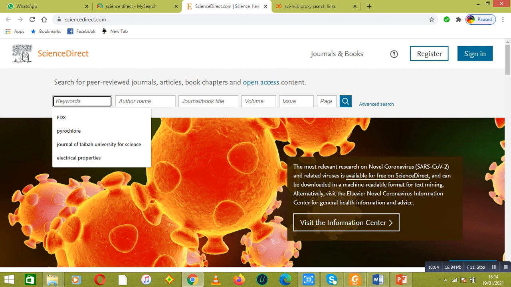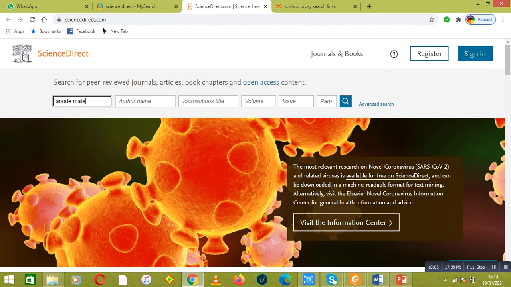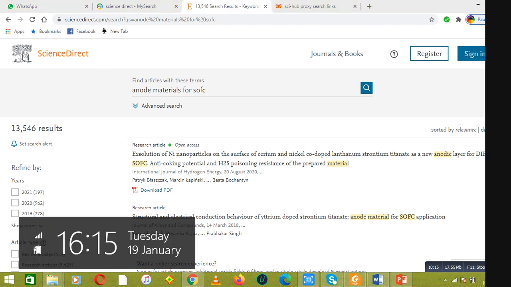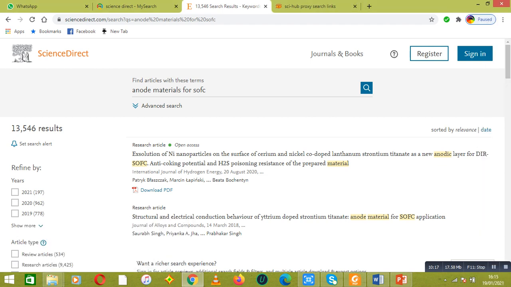You can see here 221, 197 papers have been published up till now, just in 19 days, about anode material. So these are the papers that belong to solid oxide fuel cell. Here, anode material for solid oxide fuel cell application, etc. Here are the years, 2020 to 20.